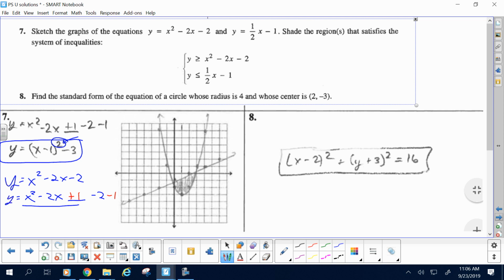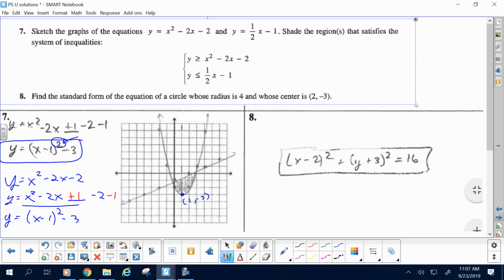X minus 1, x minus 1. That's the whole point of what we added there, to make it a perfect square. The constant stuff is minus 3. Then you can say, oh, I see. Now it's shifted right 1, down 3. So that's where my vertex is on my parabola: 1, negative 3. The parabola should open up because you have a positive x squared going on. And then the line, you should be able to graph, obviously.